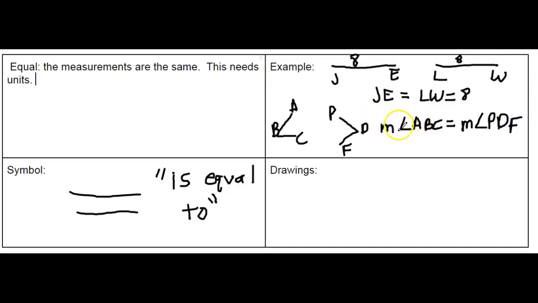Okay, again, we need to have this little m here for angles. When it comes to line segments and things like that, you're just going to have the letters without the hat on it, okay? And this is when we're going to use the equal sign. I don't really have much of a drawing here for this one, so we're just going to put an X there. Really not much going on there.